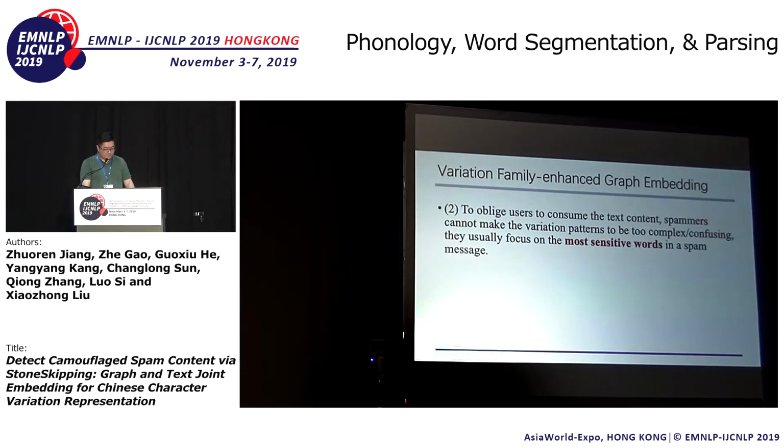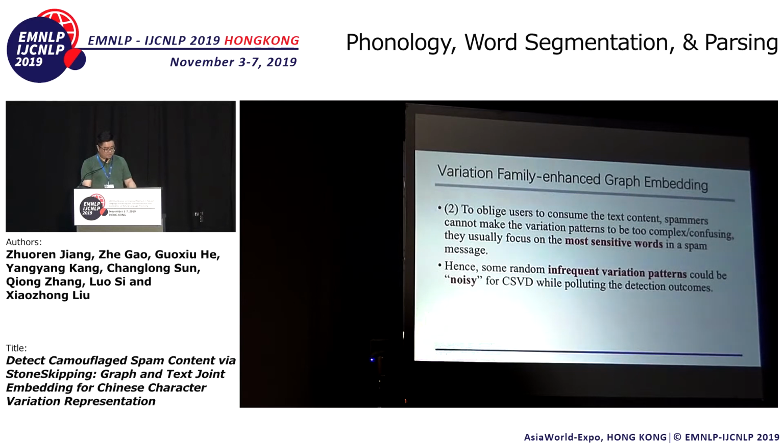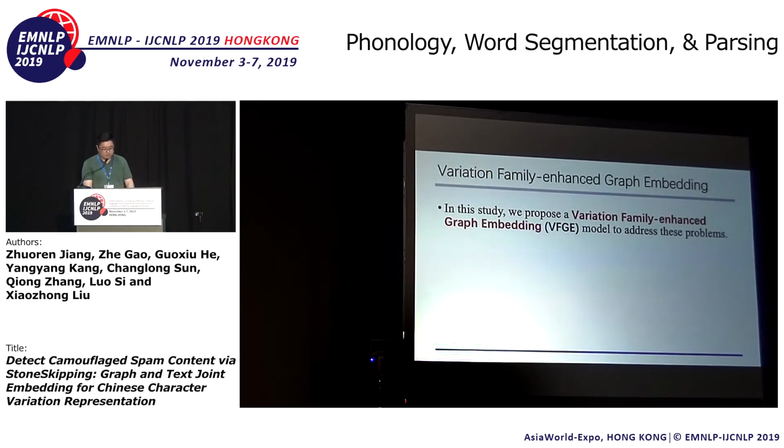And the second problem is that spammers need to oblige the user to consume the text content. The spammers cannot make the variation patterns too complex or confusing. They usually focus on the most sensitive words in a spam message. Hence, some random infrequent variation patterns can be noisy for this task, polluting the detection outcomes. So we propose a variation family enhanced graph embedding to address this problem.